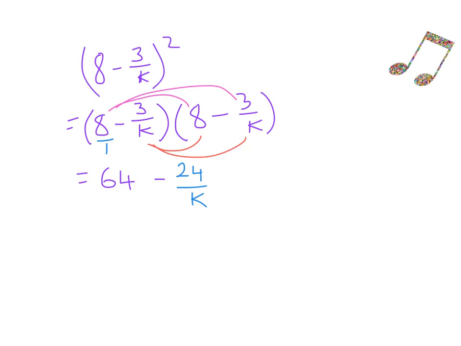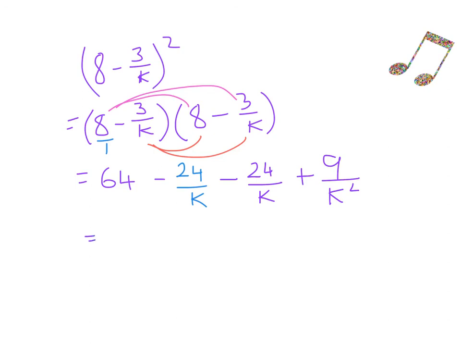And then I've got negative 3 over k that I'm going to multiply by each thing in turn now. So negative 3 over k times 8 is going to give me the same answer as I've just had. So negative times positive makes it negative. 3 times 8 is 24. K times 1 is k. And then the last term, a negative multiplied by a negative, is going to give me a positive answer. And I've got 3 times 3, which is 9, and k times k, which is k squared.